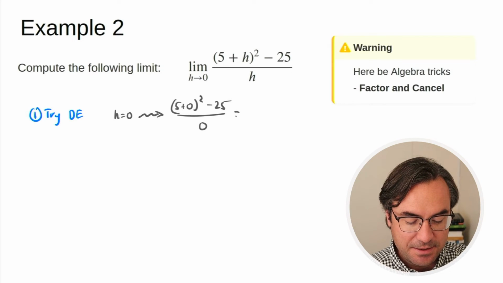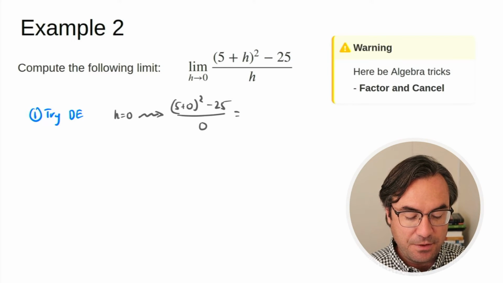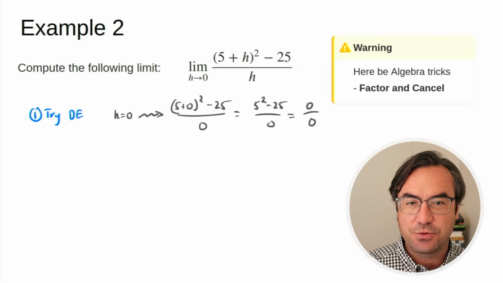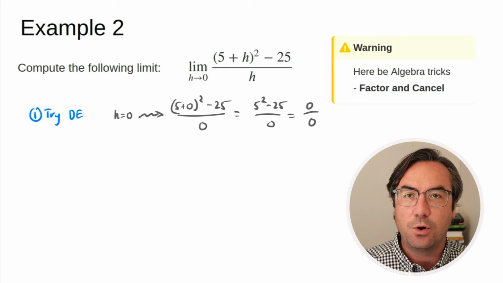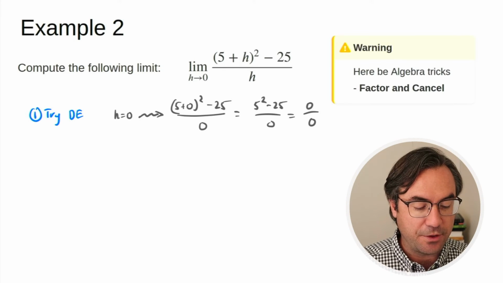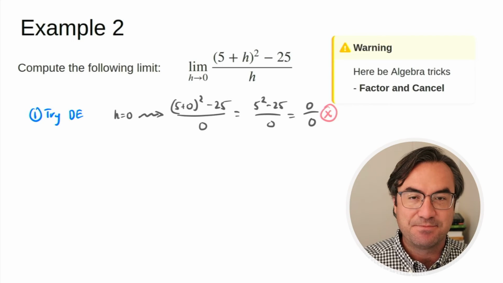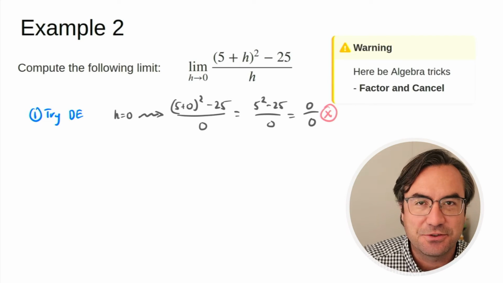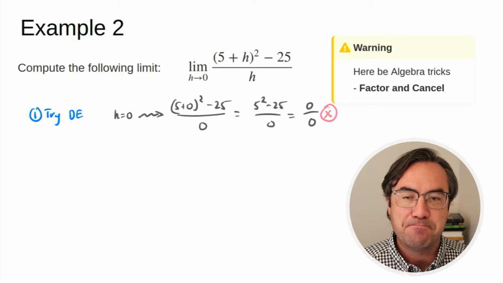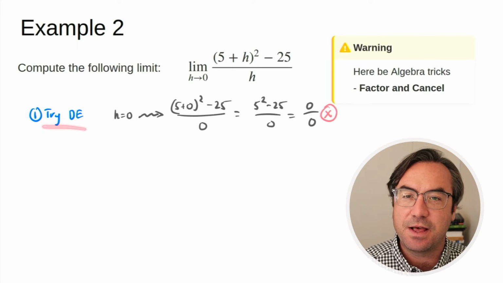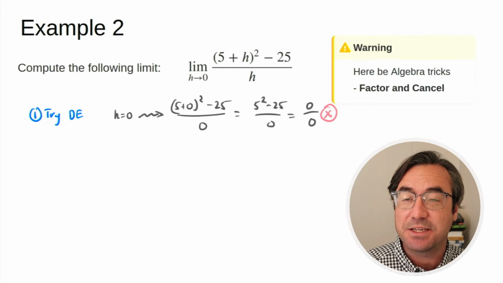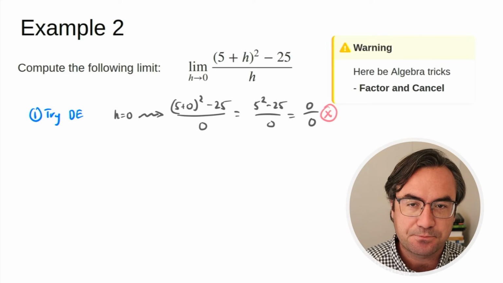And if we simplify, we end up with (5 squared minus 25) over 0, which is 25 minus 25, or 0 in the numerator there. So again, that's not our answer. 0 over 0 is never the answer here. But it's worth a shot. Try direct evaluation first. If you get a number that makes sense, well, then you're done.